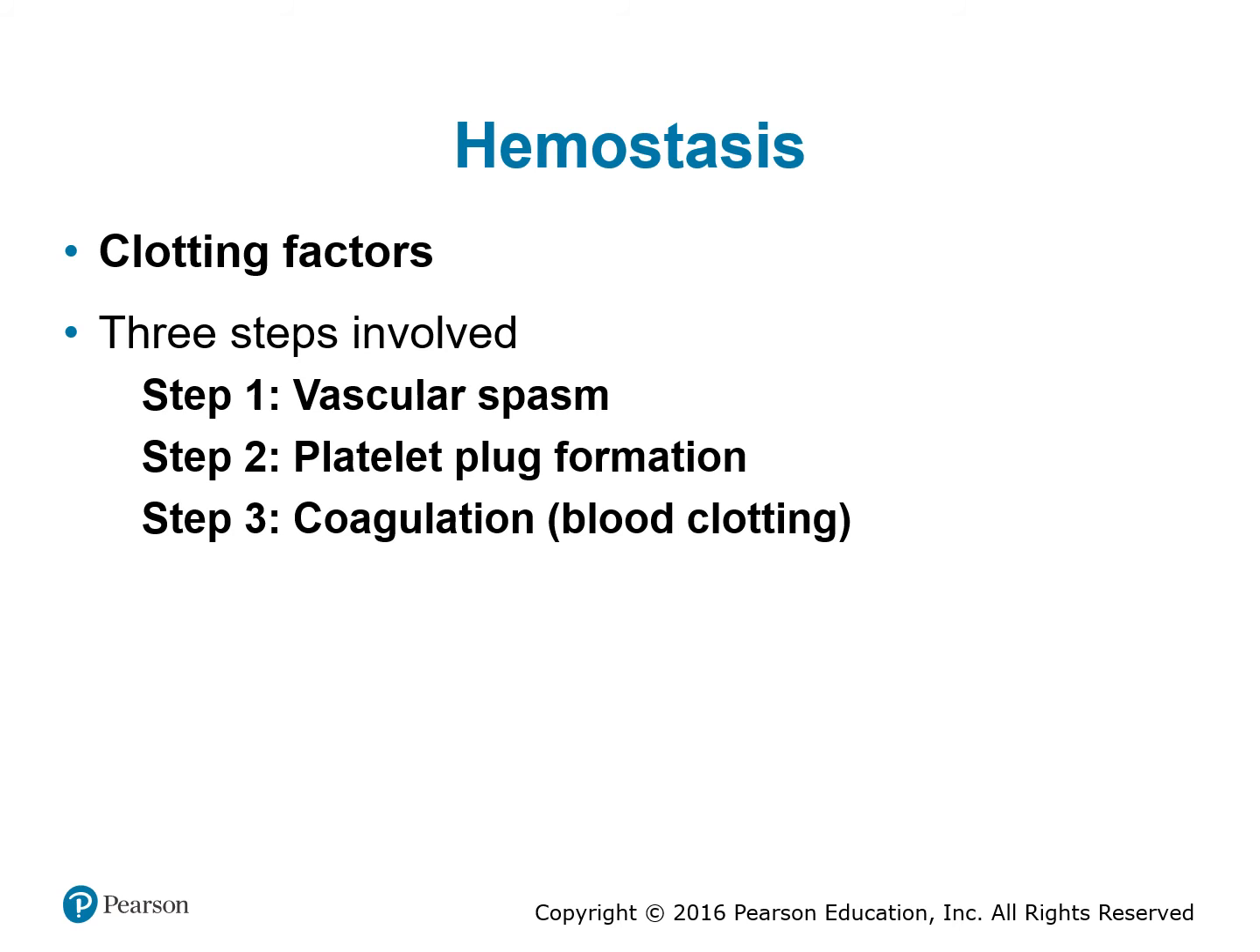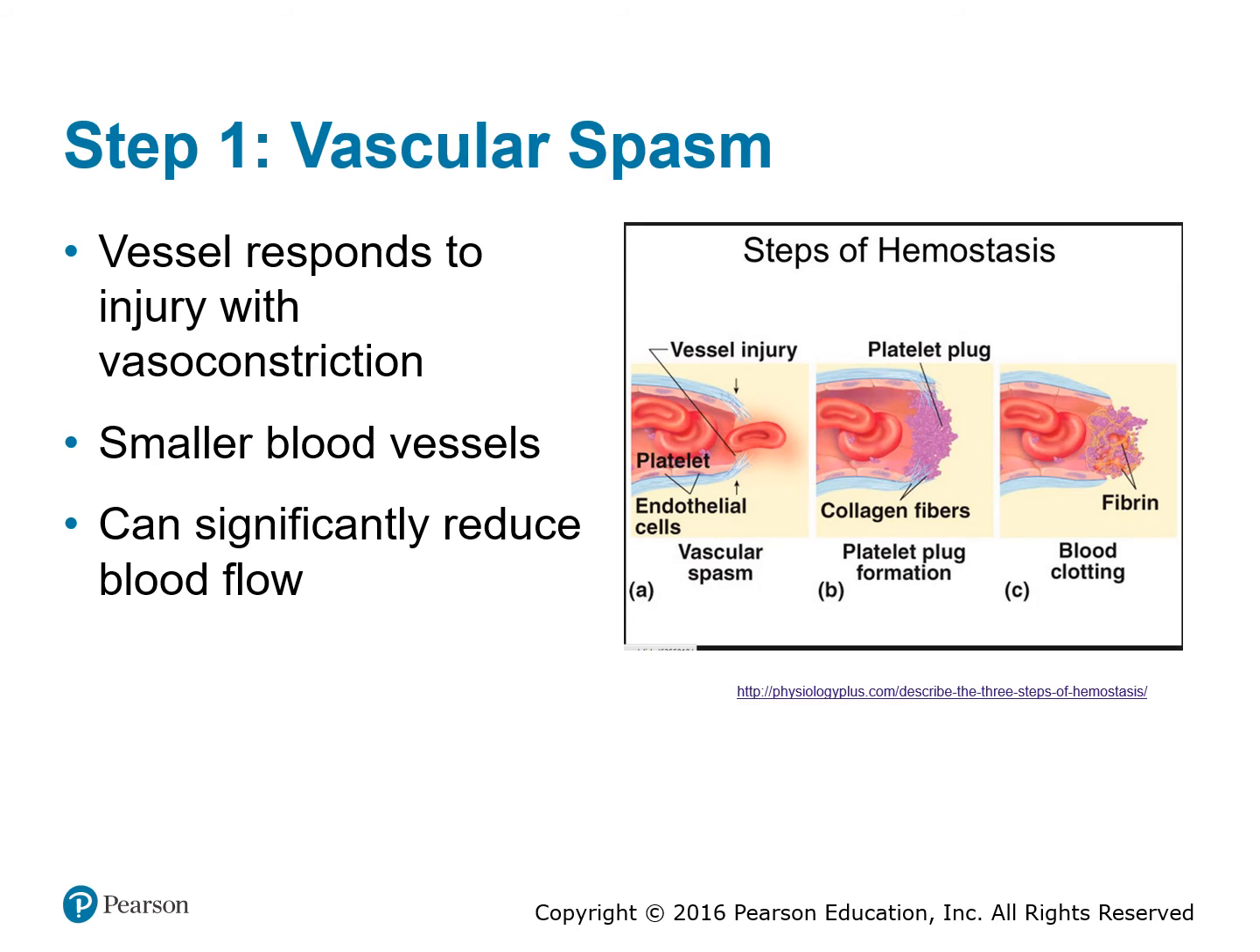Hemostasis encompasses the fast series of reactions for stoppage of bleeding, and hemostasis requires clotting factors and substances to be released by platelets and injured tissues. There are 3 main steps involved in hemostasis, and we're going to cover them in the upcoming slides. Step 1 is the vascular spasm, step 2 is the platelet plug formation, and step 3 is the coagulation or the blood clotting.